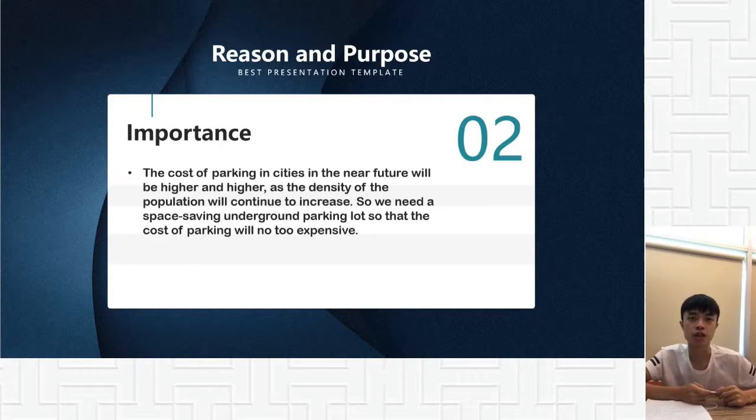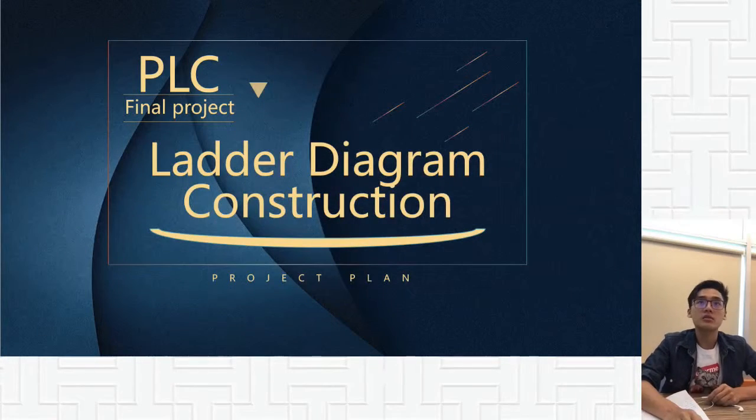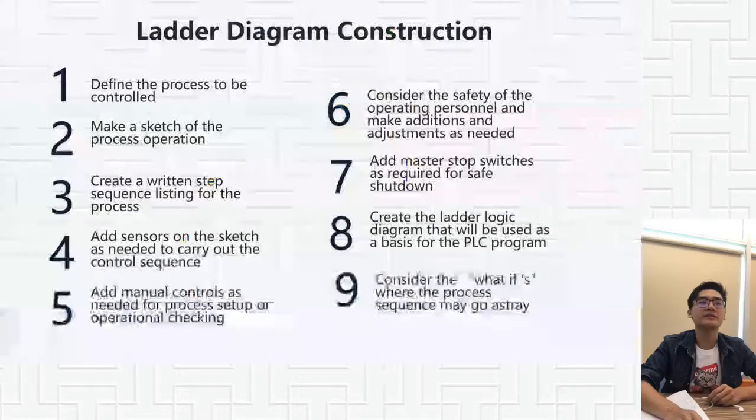The cost of parking in cities in the near future will be higher and higher as the density of the population continues to increase. So we need a space-saving underground parking lot so that the cost of parking will not be too expensive. The ladder diagram construction has 9 steps.